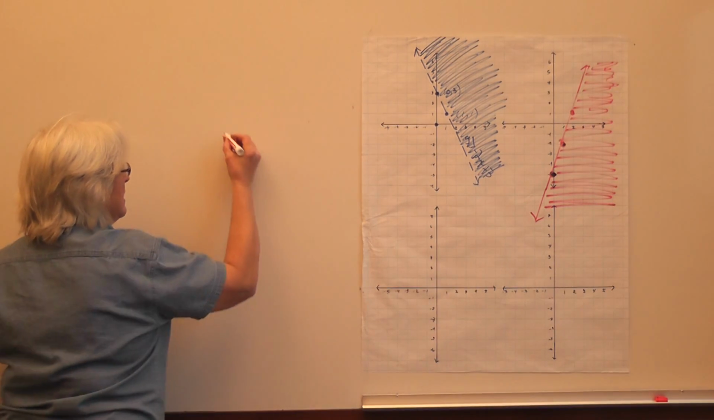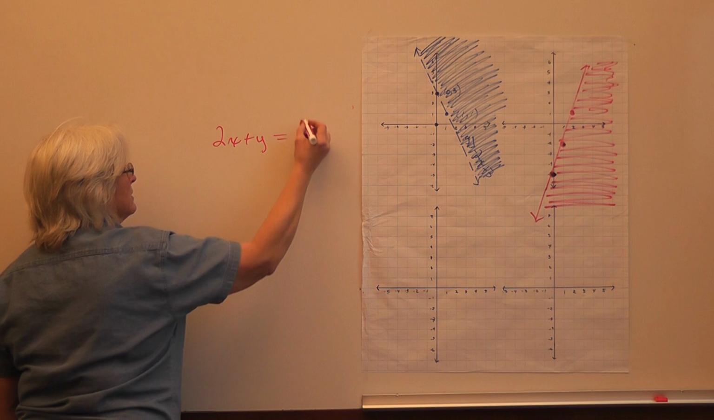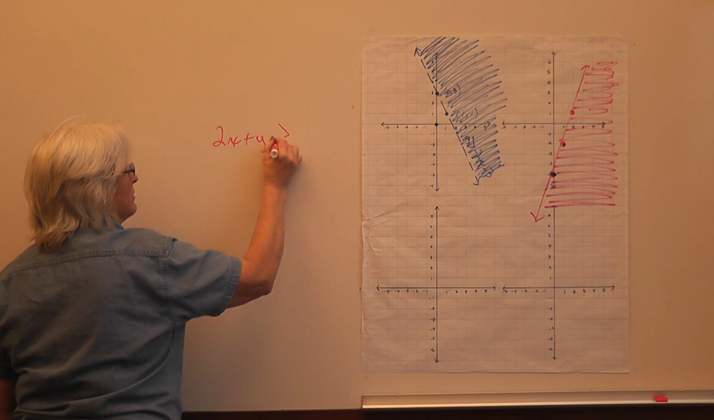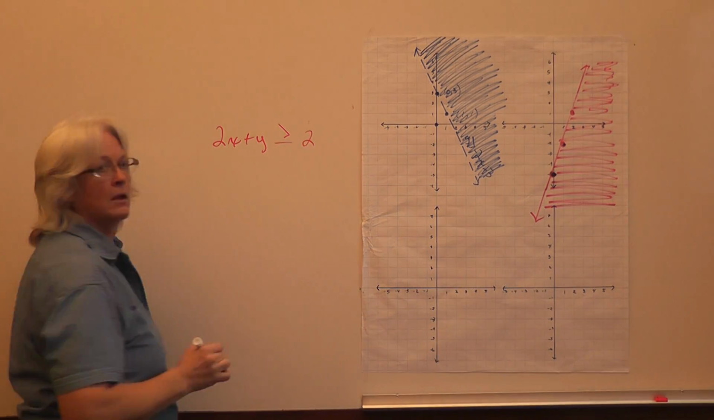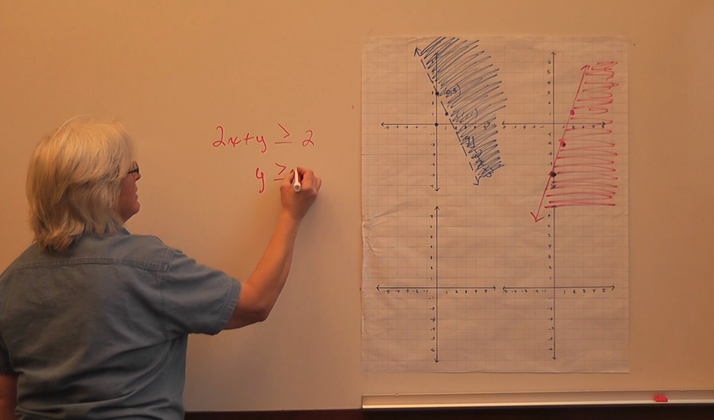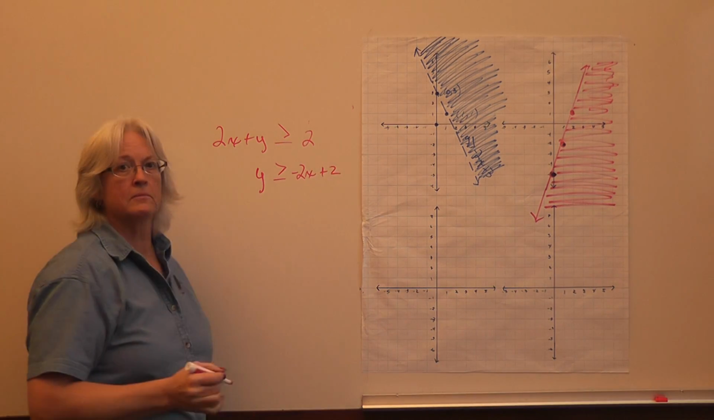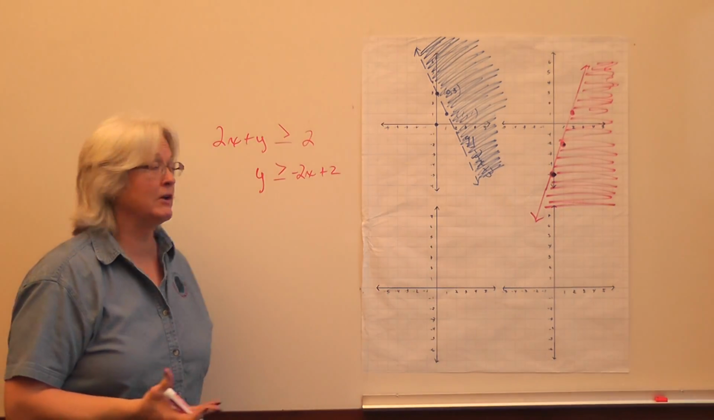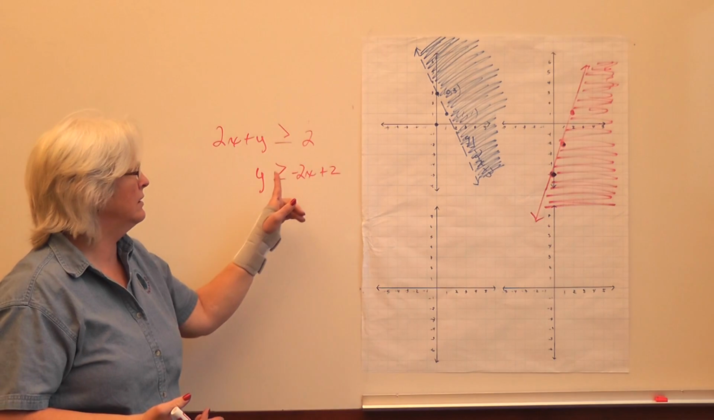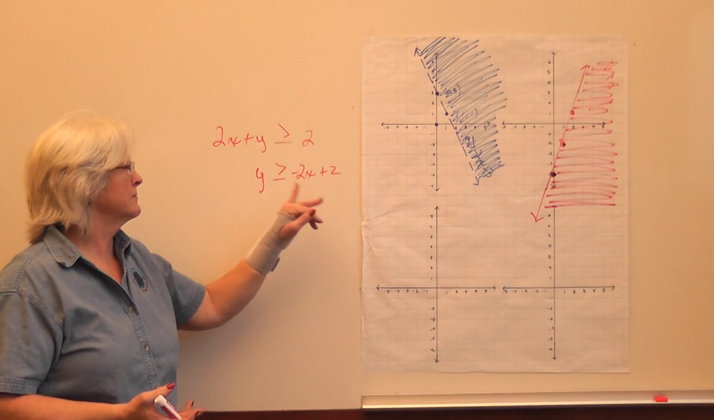How about if we said 2x plus y is greater than or equal to 2. We solve for y. y is greater than or equal to negative 2x plus 2. Now this is one that we can graph very easily, isn't it? It has a slope of negative 2, so it's going downhill. It crosses the y-axis at the point (0, 2).